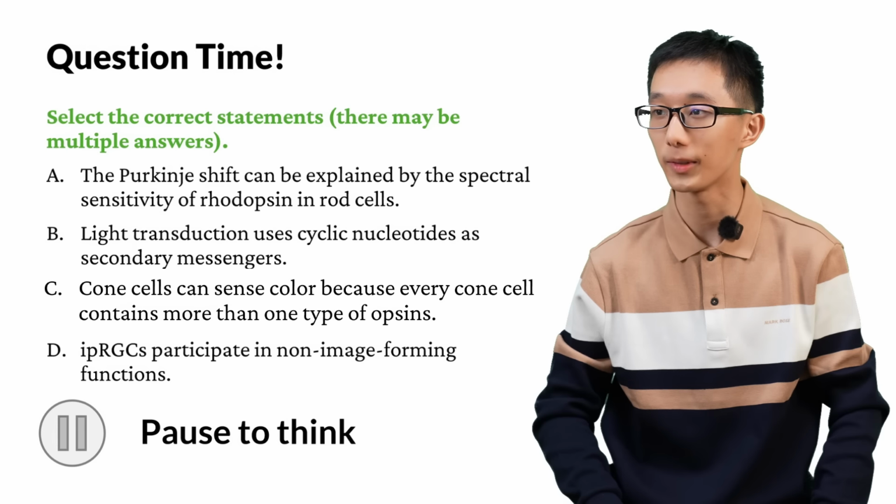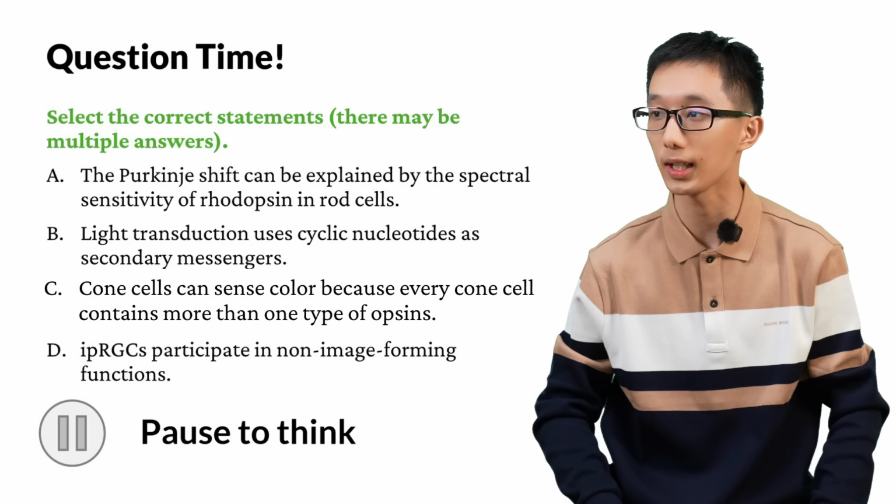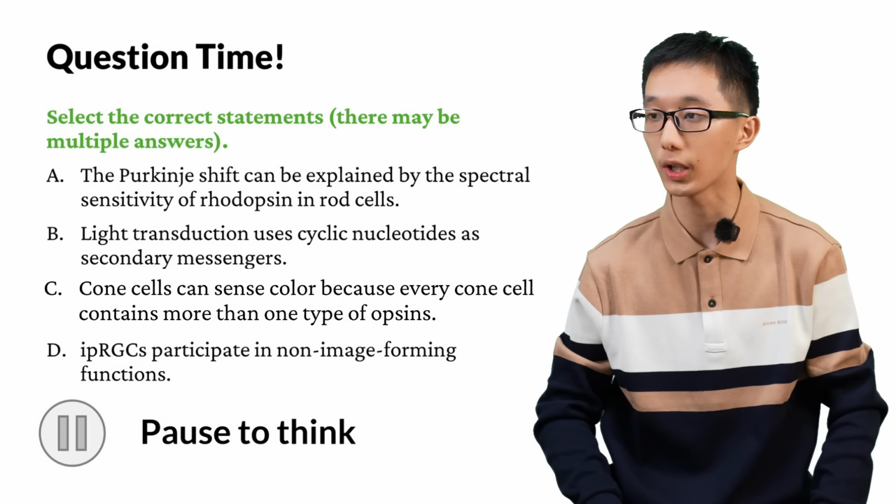A final question time. Please select the correct statements. A. The Purkinje shift can be explained by the spectral sensitivity of rhodopsin in rod cells. B. Light transduction uses cyclic nucleotides as secondary messengers. C. Cone cells can sense light because every cone cell contains more than one type of opsin. D. iPRGCs participate in non-image forming functions.